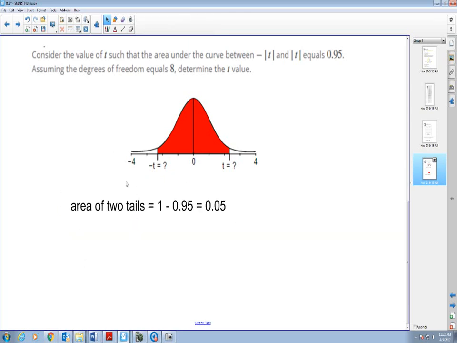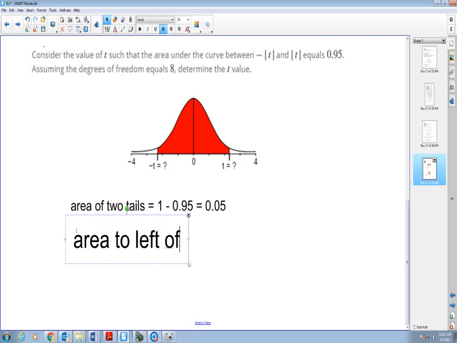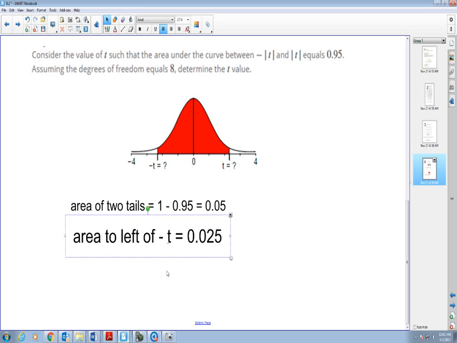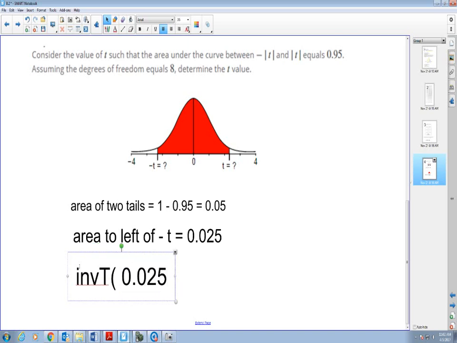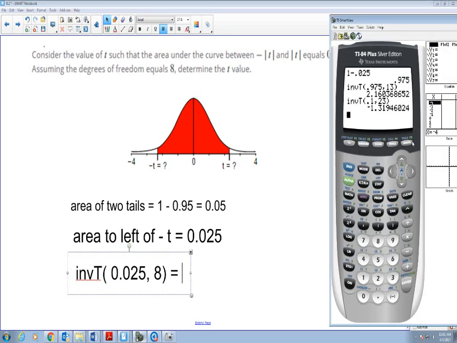0.05. Alright, so when I use the inverse t, I have to type in the area to the left of one tail. So the area to the left of negative t has got to be 0.05 divided by 2, right? Just one tail, that will be 0.025. So that will be inverse t, area to the left, 0.025, comma, degree of freedom is 8. A little bit of thinking is involved when I want to do the inverse t. So 0.025, 8. All right, that'll be negative 2.306.